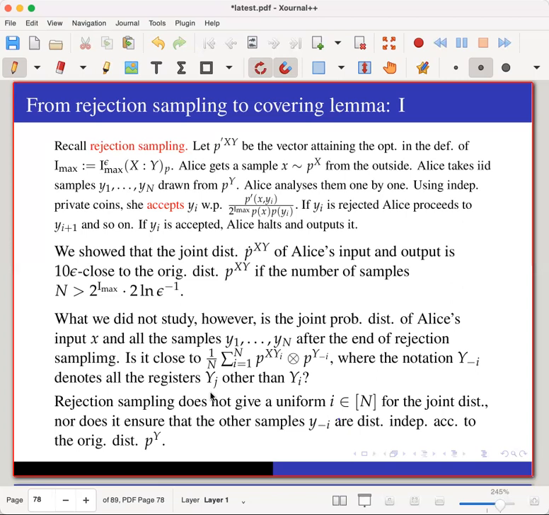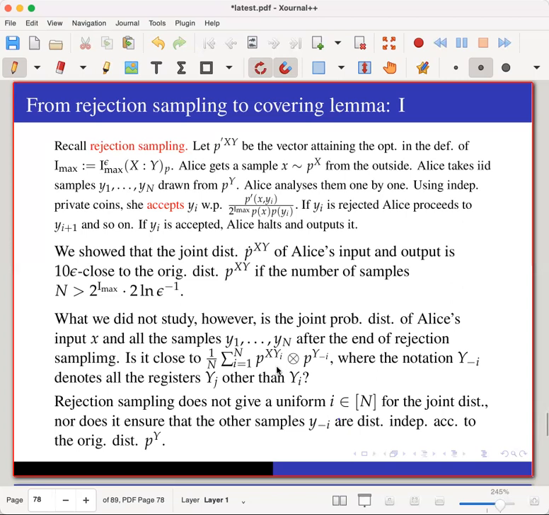Okay, and then Bob will just look at that i and output a yi, which is also available to him. And that will work. Yes, and it is true that this distribution is close to the product distribution. Here is some reason why it may be true.